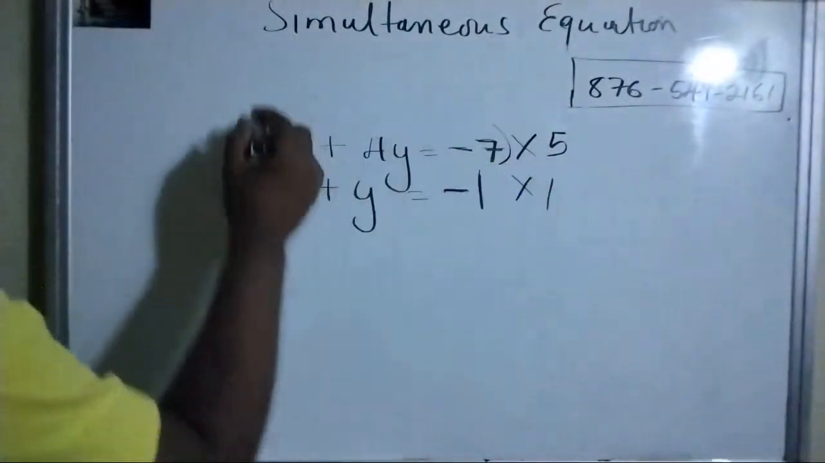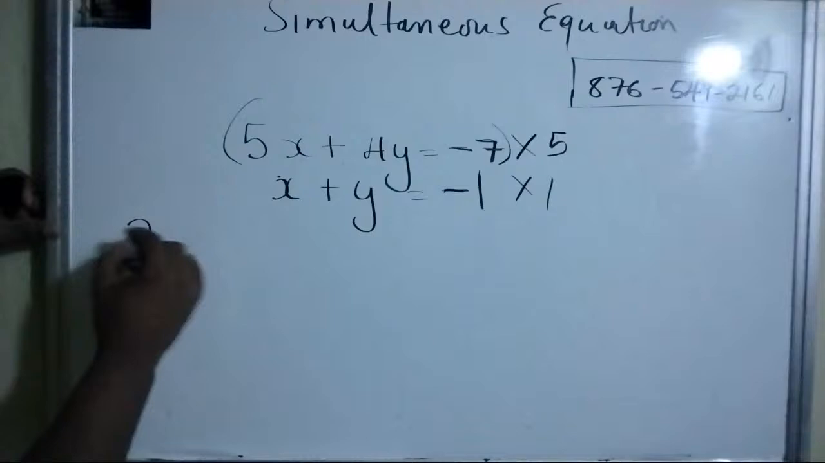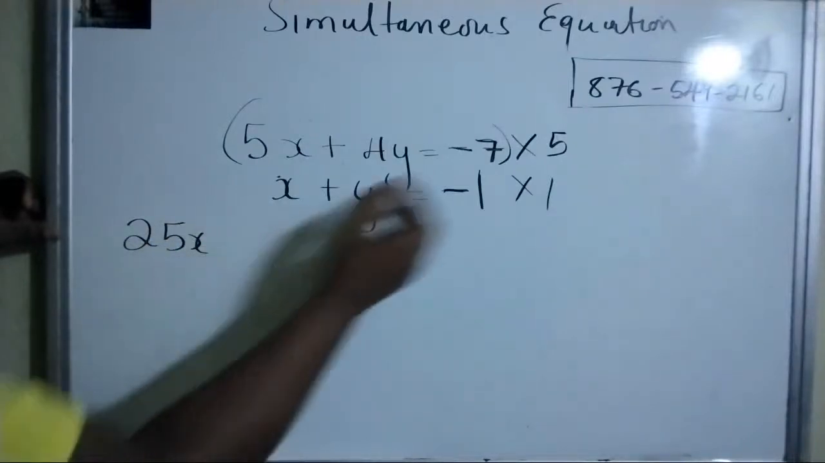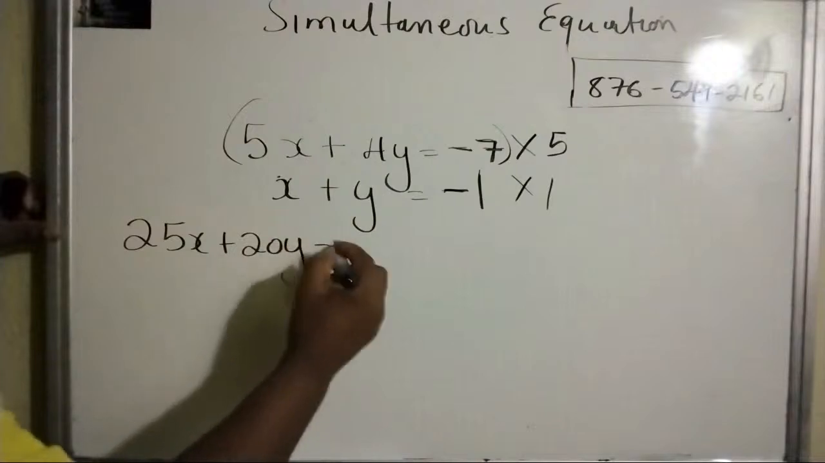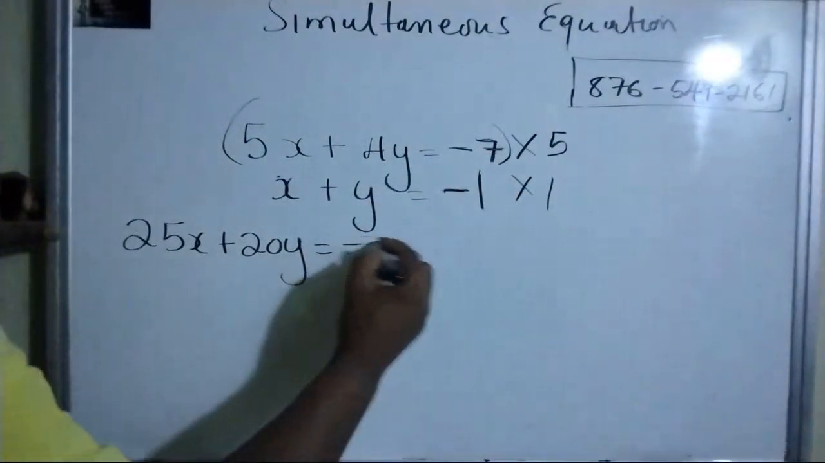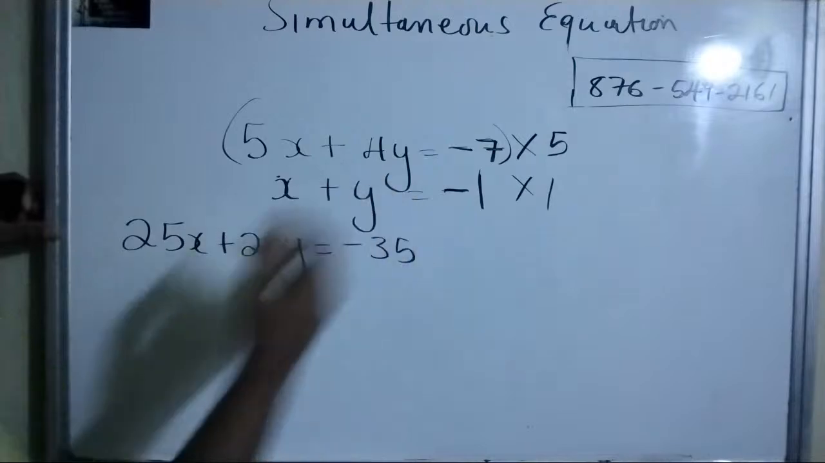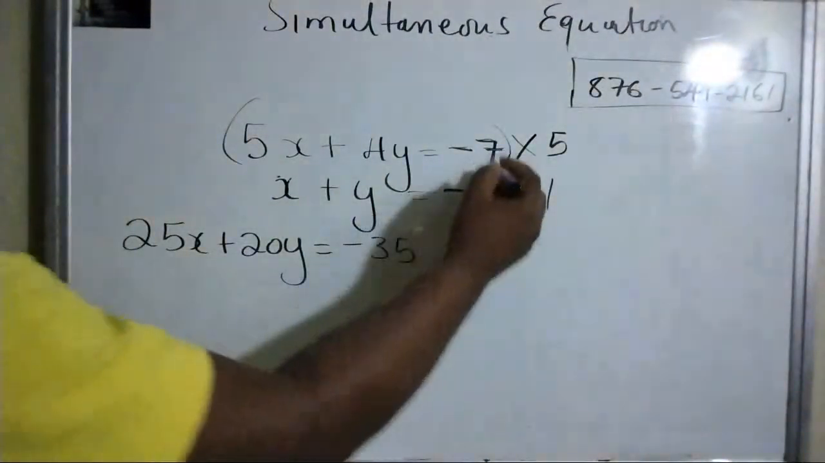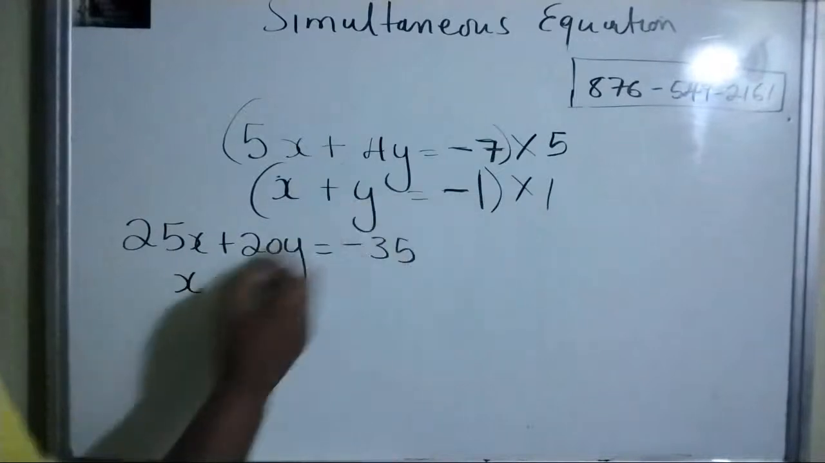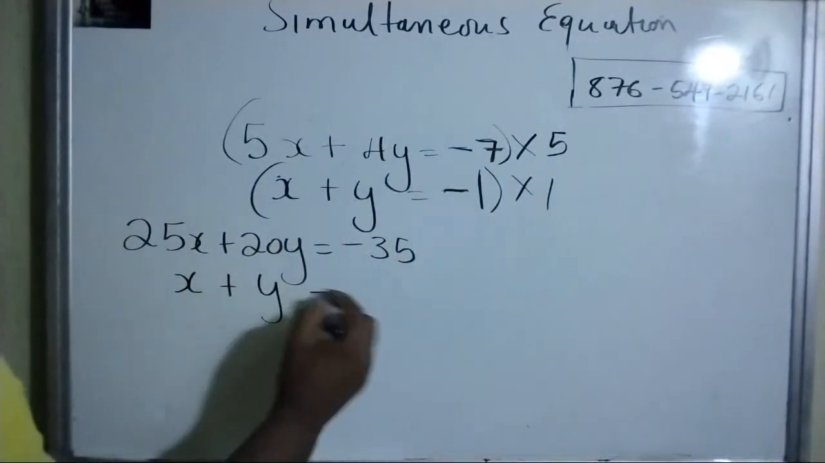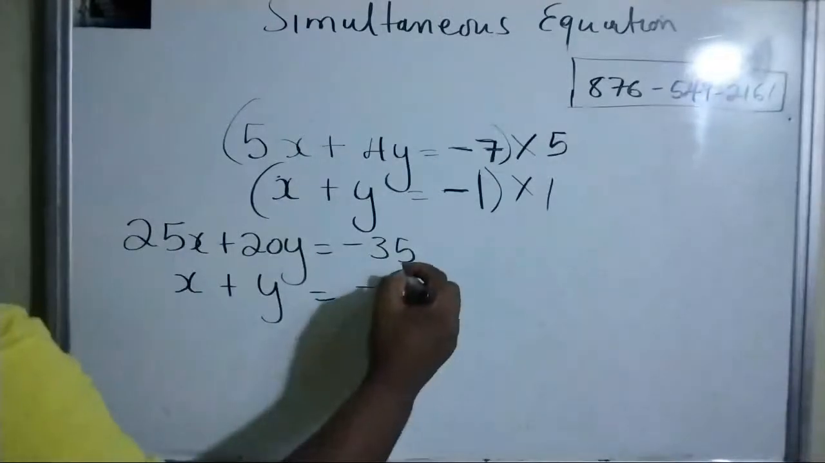So 5 times 5, that's 25x. 5 times 4, that is 20y. And 5 times 7 is negative 35. Now we're going to multiply everything by 1. 1 times x is x. 1 times y is y, and 1 times negative 1 is negative 1.